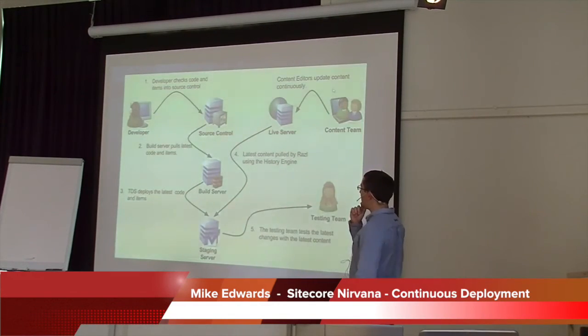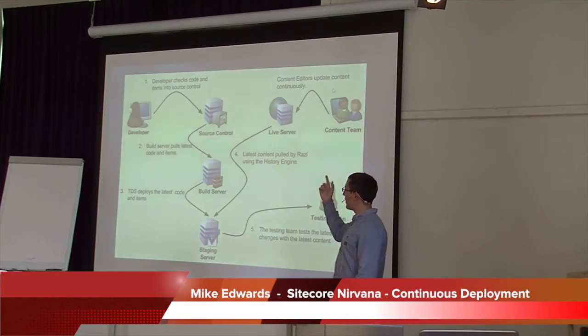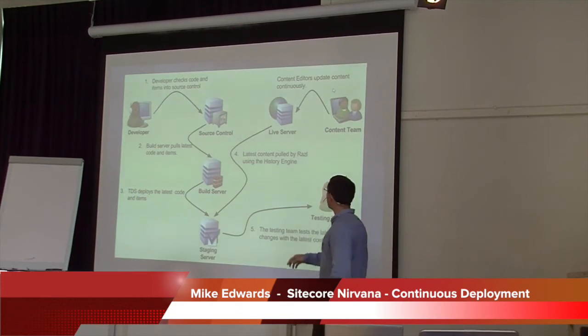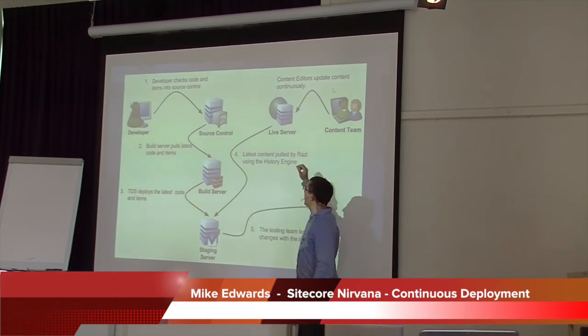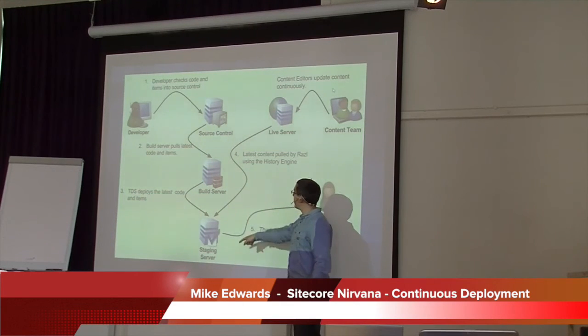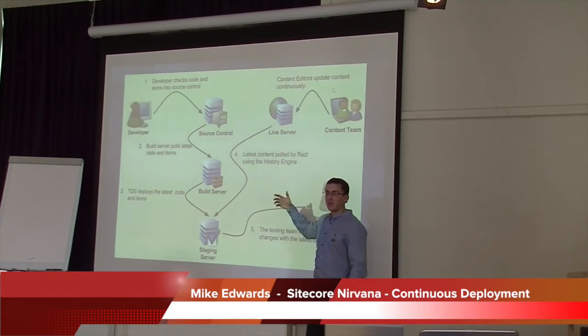So this is the basic process we're trying to cover. The developer checks in their code. Everything goes to the build server, code and items. It gets pushed to staging. Our content team are continuously just editing stuff in a happy world. We pull everything in. Now, I'm actually saying here I'm going to be using the history engine for pulling in, because I only want the latest stuff, say, within the last 30 days rather than everything.